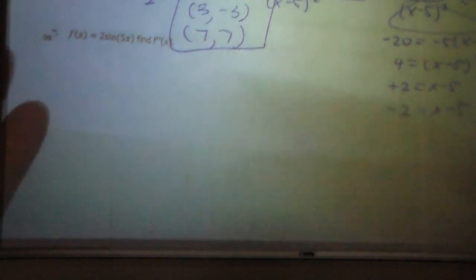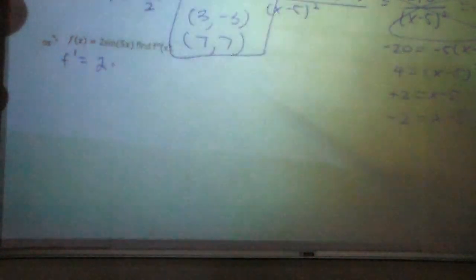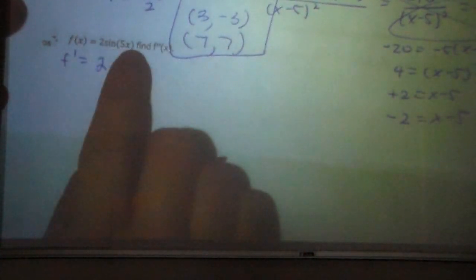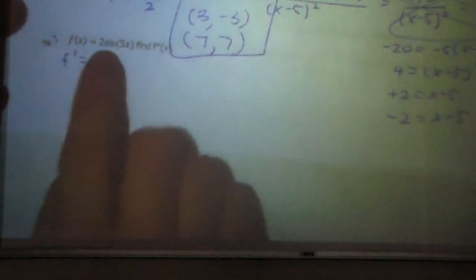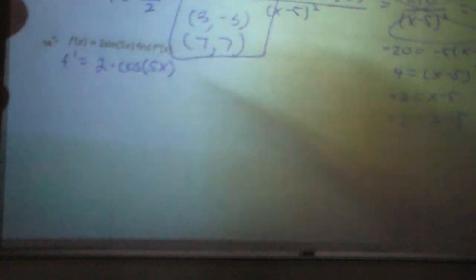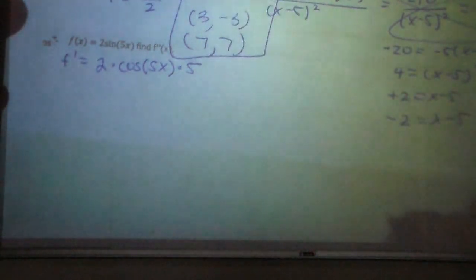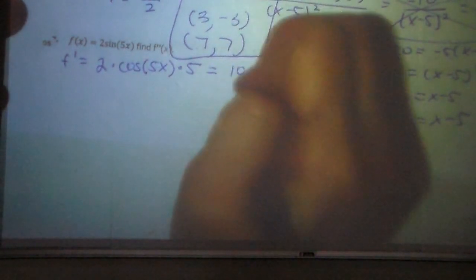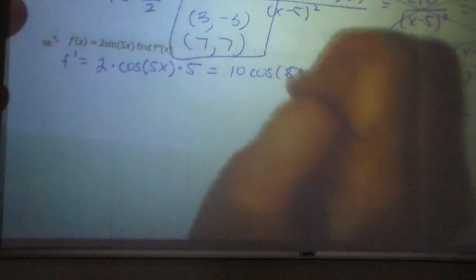Here I'm asking for f double prime, so first find f prime. 2 is just a coefficient, keep it there. This I'm going to use chain rule because I have an outside and an inside function. Take derivative of the outside, derivative of sine is cosine, leave the inside alone. Then multiply by derivative of the inside, 5. So I'm going to rewrite this. This is 10 cosine of 5x.